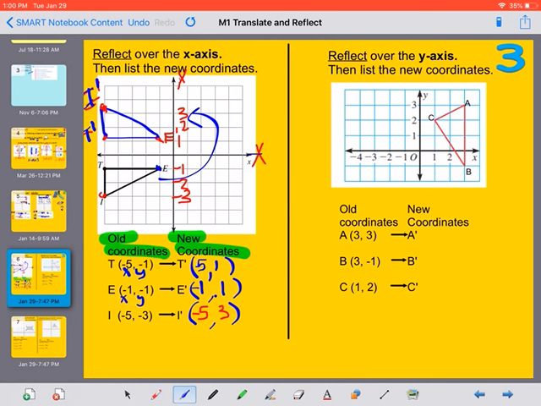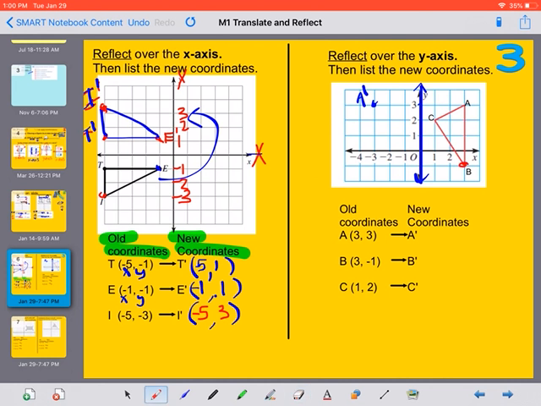This next one, we need to reflect over the y-axis. We're going to flip over this line, then list our new coordinates. So I'm just going in alphabetical order. A over here is 1, 2, 3 away, so we're going to flip over the y-axis, 1, 2, 3 over here. There is A prime. If you need to draw the lines, great, but we don't really need them. They're just to help us.